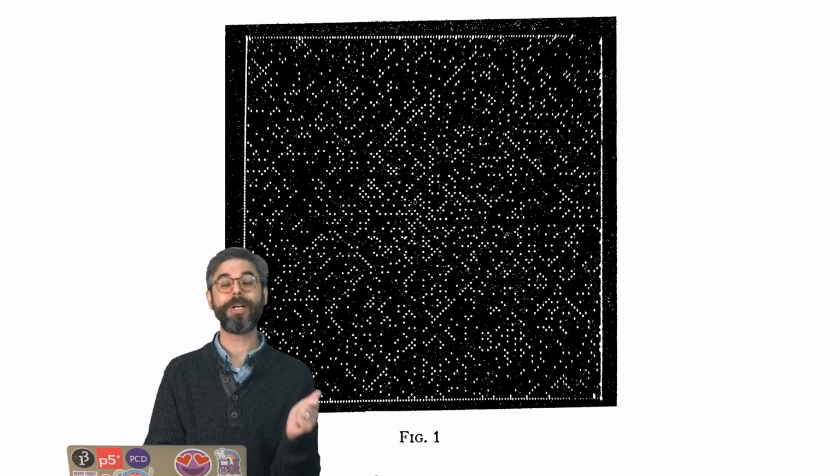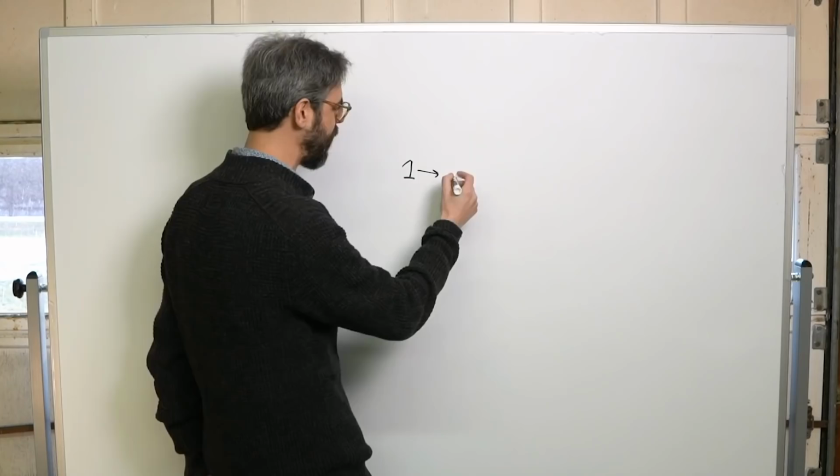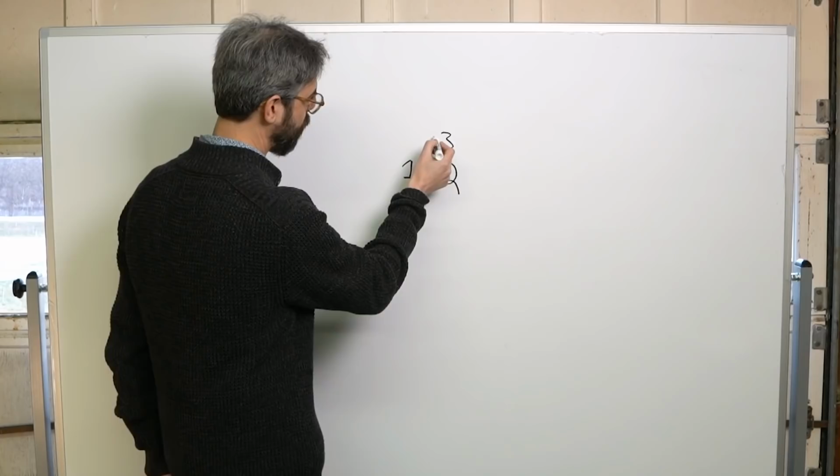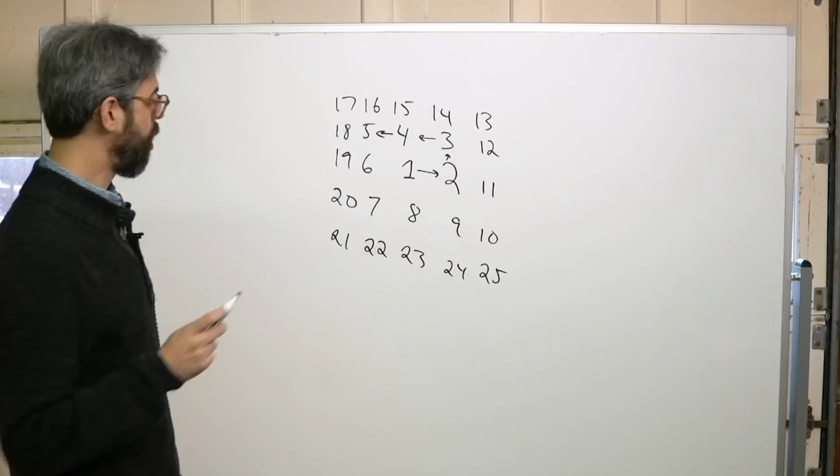Let's start by looking at the spiral pattern itself. So I'm gonna write the number one, then I'm going to move one space to the right and write the number two. Then I'm going to move up and write the number three. Then I'm going to move over to the left and do four, and then five, six. All right, so I'm starting with just all of the numbers between 1 and 25.